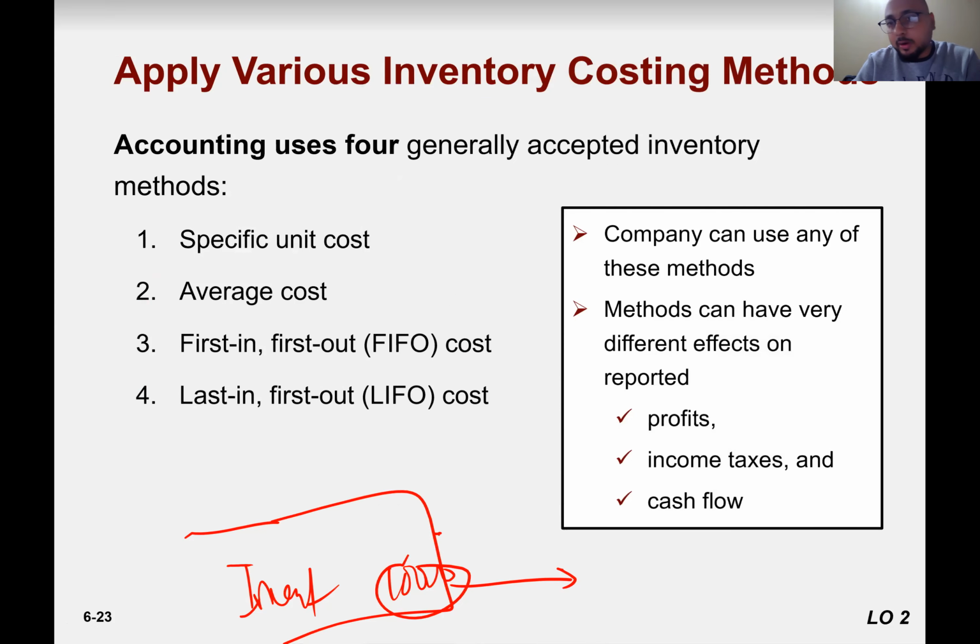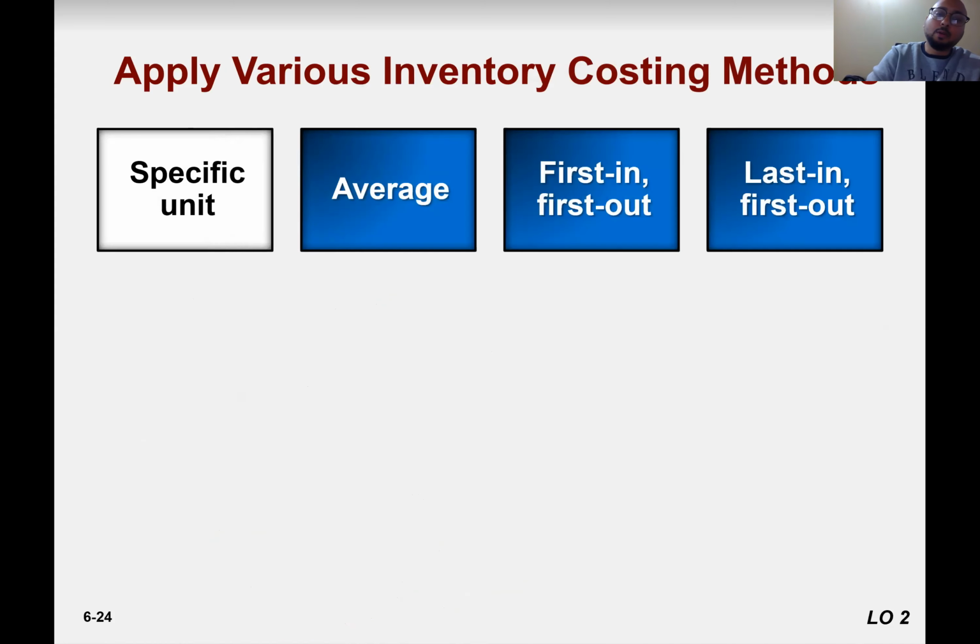So we have four inventory methods. One is the specific unit method. Number two, the average method. Number three, FIFO, which is the first in, first out cost method. And LIFO, the last in, first out costing method. So a company can use any of these methods. The methods can have very different effects on reporting, the profits, income taxes, and cash flow. Let's just talk about them one by one.